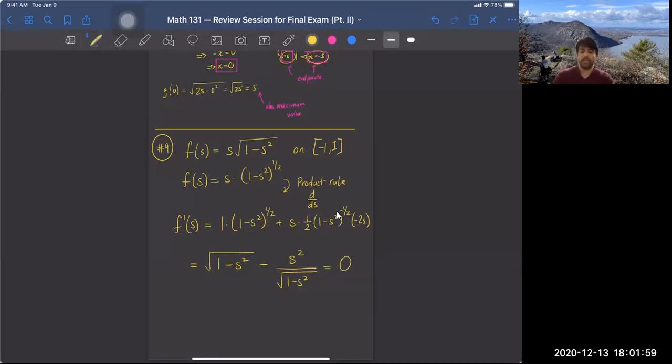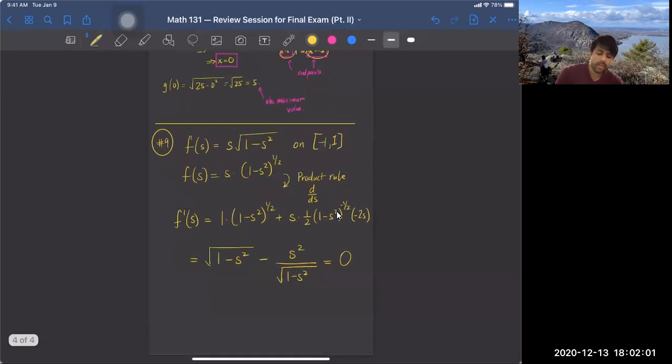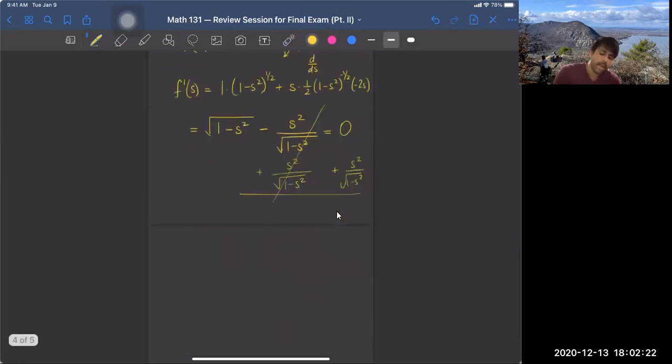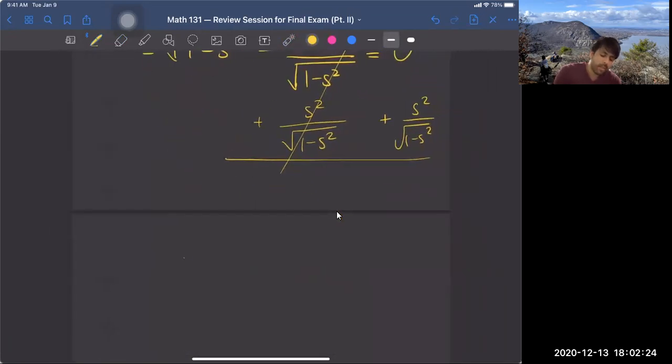I'm going to set it equal to 0. And now I have to solve this. To solve this, I'm going to move this piece to the opposite side of the equation by adding s squared over 1 minus s squared on both sides. Now, why am I going to do that? So these cancel here. And why do I do that? Because now I'm left with the square root of 1 minus s squared equals s squared over the square root of 1 minus s squared.